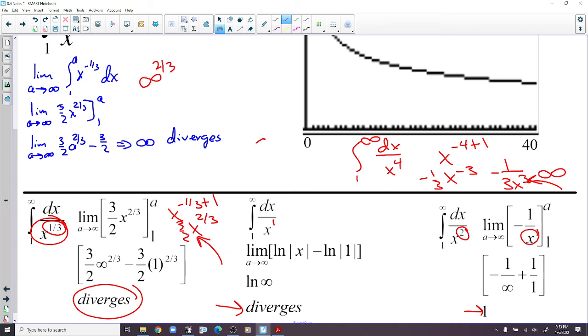So generally speaking, if you have the integral from 1 to infinity of 1 over x to the p dx, if p is equal to 1 or p is less than 1, then you're going to have a divergent integral. If p is greater than 1, that is automatically going to converge, because the variable will end up staying in the denominator. So when you plug that infinity in, all those pieces are going to be 0.